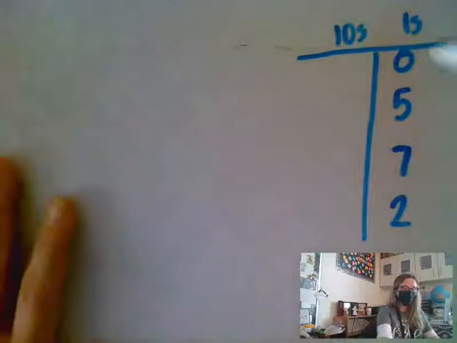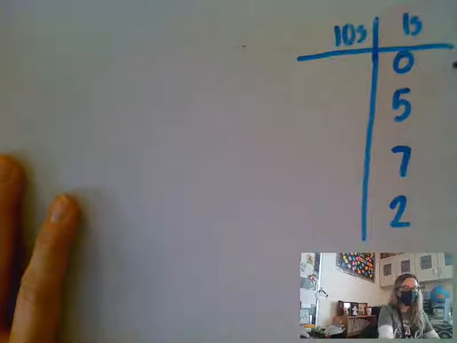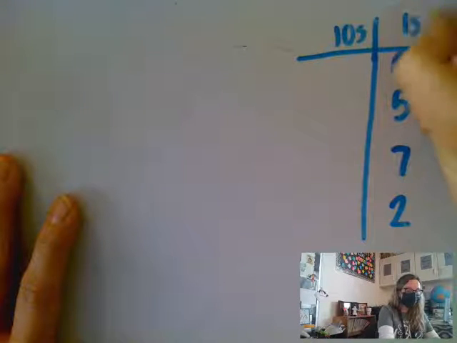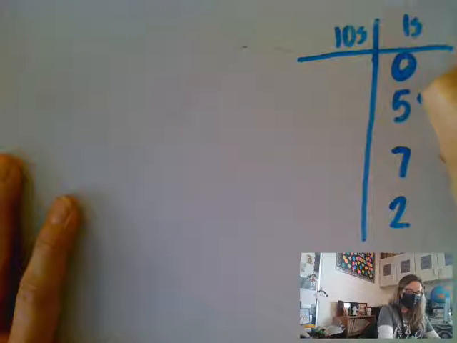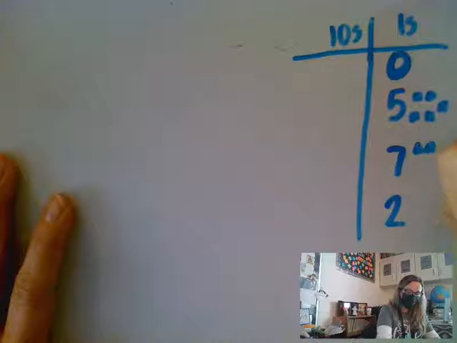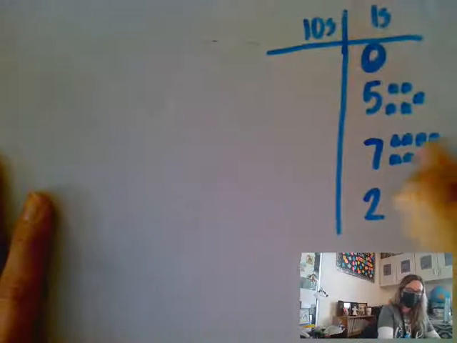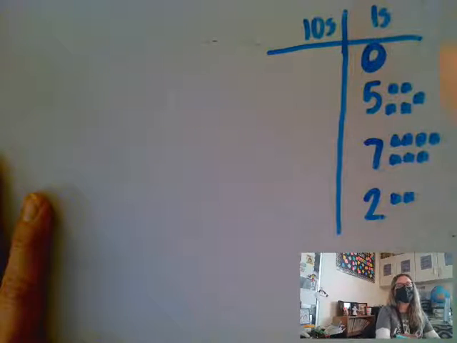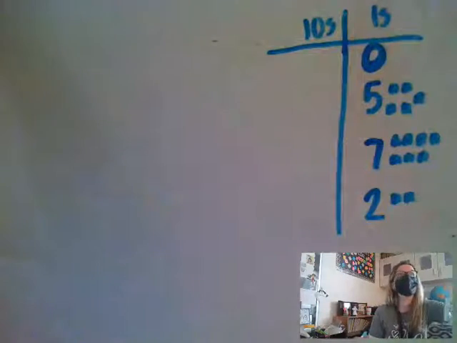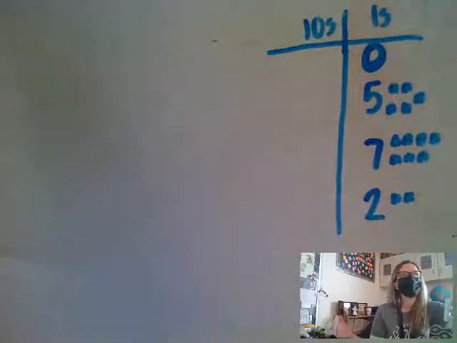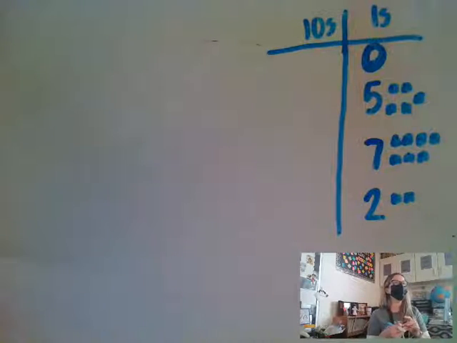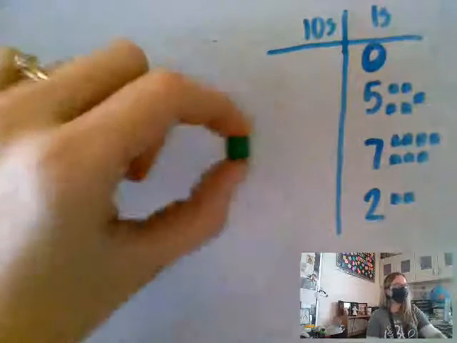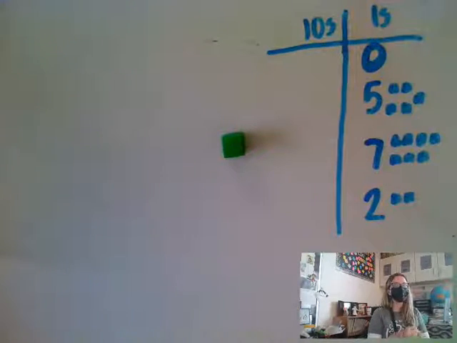And we know that anything in the ones column is represented with ones. So this would be 0. This would be 1, 2, 3, 4, 5. This would be 1, 2, 3, 4, 5, 6, and 7. And this would be 1, 2. We know that anything in the ones column is represented with ones. Sometimes we use stickers, 1 sticker, 1 number. Sometimes we use straws, 1 straw, 1 number. Sometimes I use these cubes. 1 cube is 1 number.